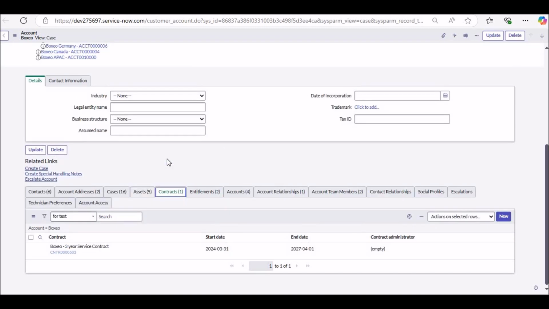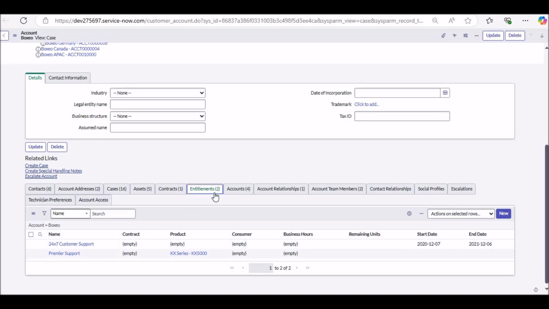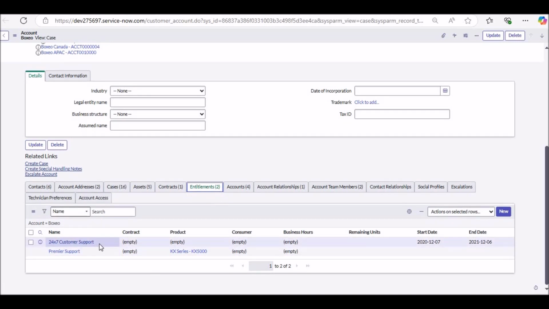We have an associated contract, the Boxio 3-year service contract, and what type of support is there is in the entitlement. We can say 24/7 customer support is there and premier support is there. Two types of entitlements are given. Support is very specific to the specific products. Premier support is for this particular product and 24/7 might be for all other types of products.